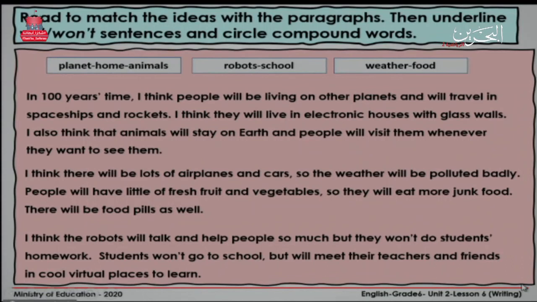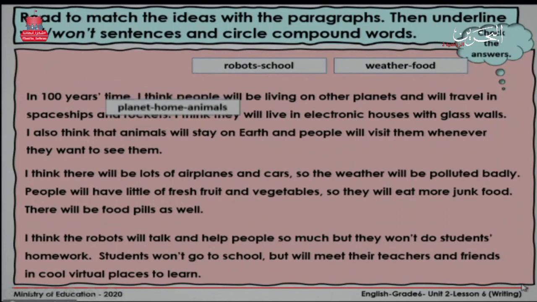Now, let's check our answers. In 100 years' time, I think people will be living on other planets and will travel in spaceships and rockets. I think they will live in electronic houses with glass walls. I also think that animals will stay on Earth and people will visit them whenever they want to see them. The idea that best suits this paragraph is planet, home, animals.